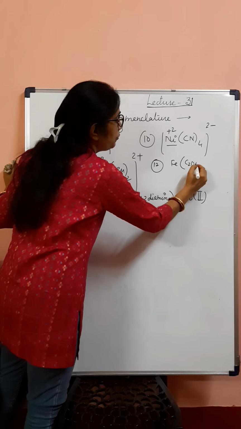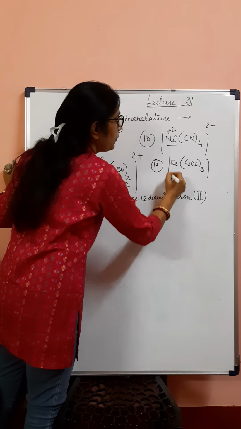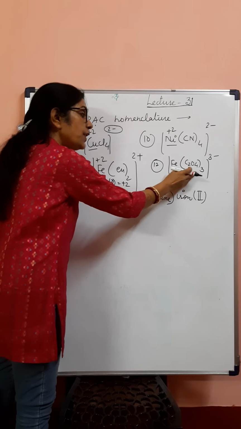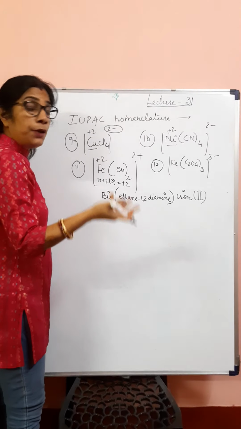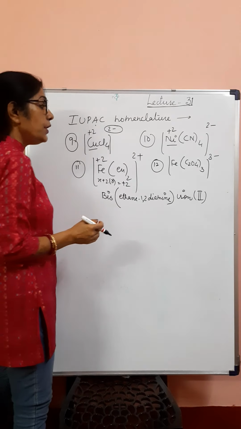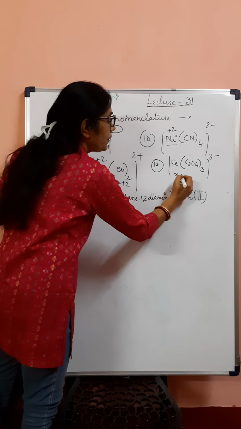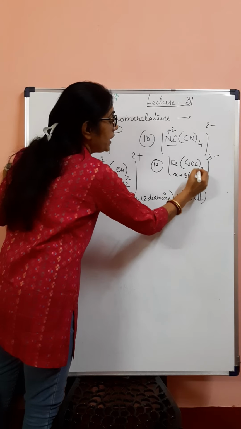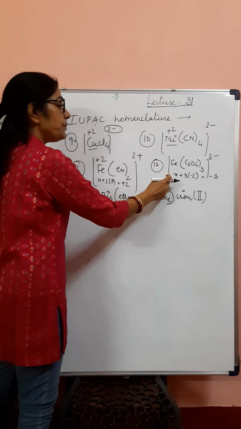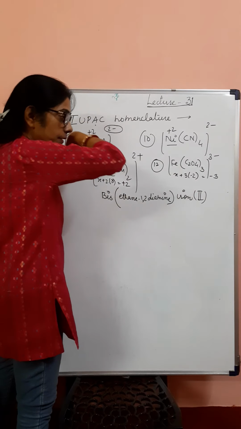Similarly, [Fe(C2O4)3] 3 minus. So here we have used iron, but in this case we are going to use ferrate. Why? Because the complex is having a negative charge. So x plus 3 into -2, oxalate is having -2 charge, -3. So this becomes x minus 6 is equal to -3.